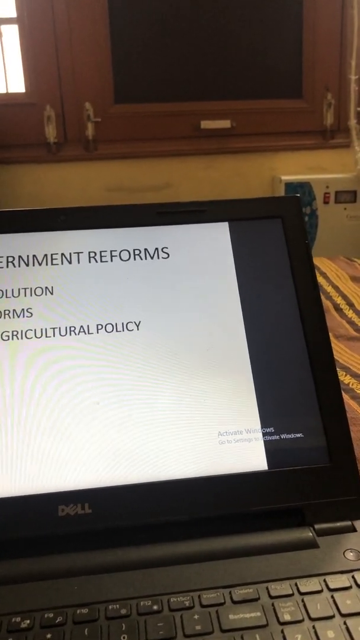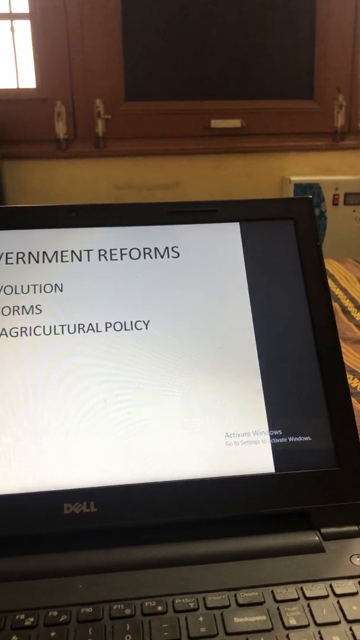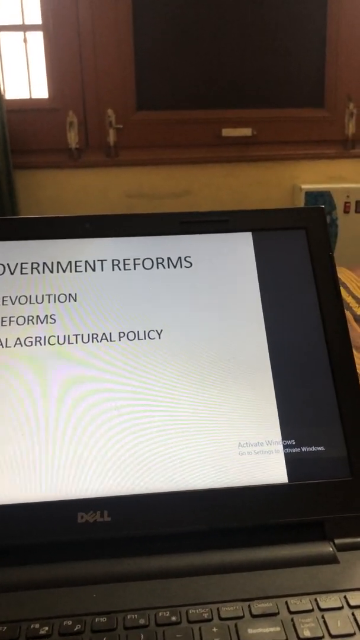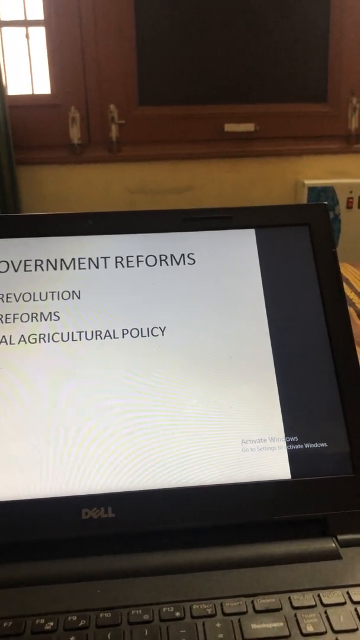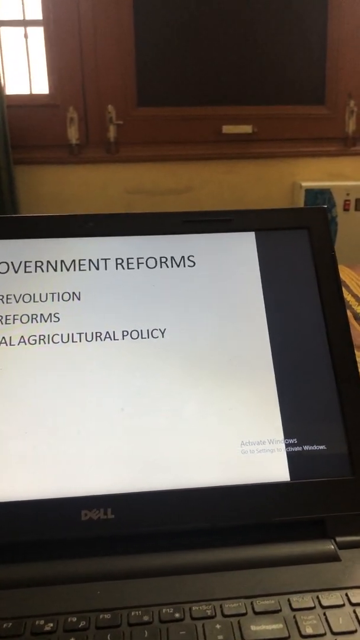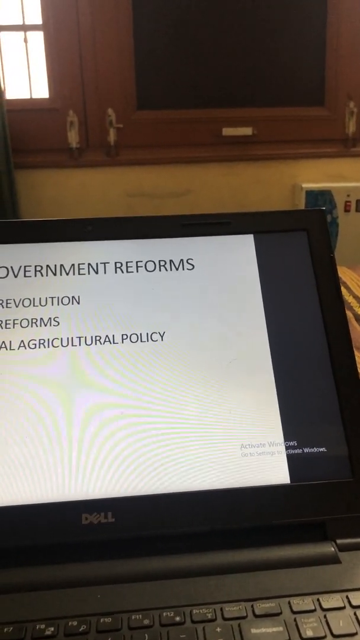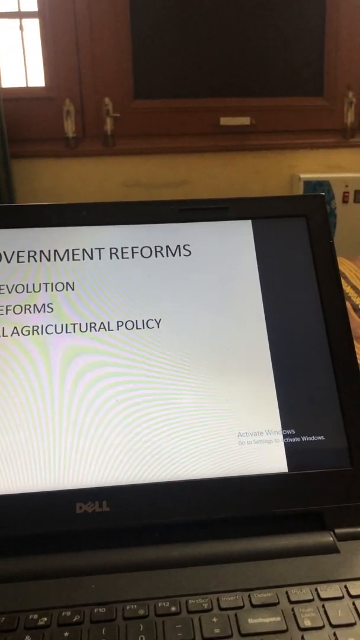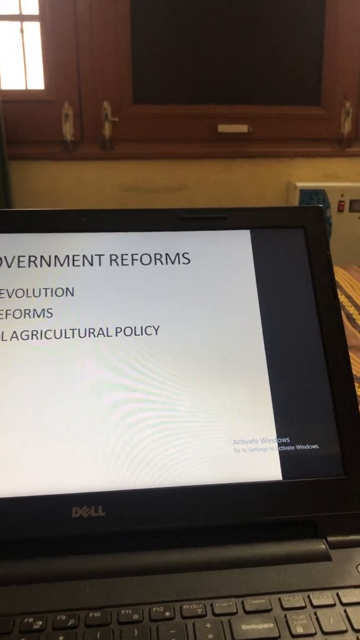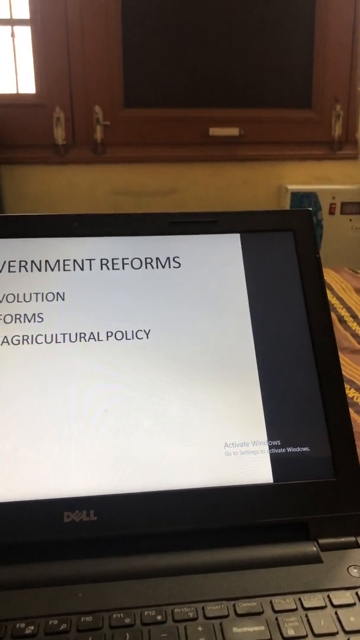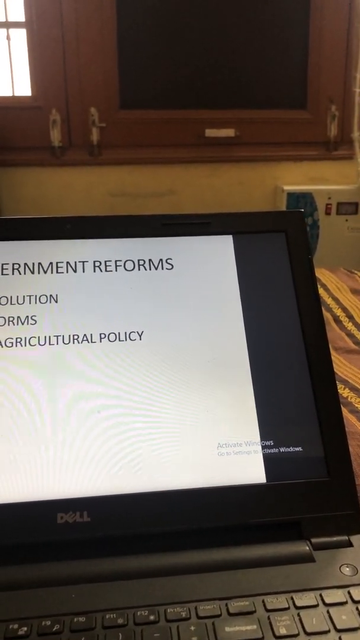So, we need not learn all. We need to learn about 4 features, and I suggest the ones which you can learn easily, learn those features. But I'm going to tell you all the features. The first feature was that it emphasized on increasing the annual growth rate to over 4% in the agricultural sector.